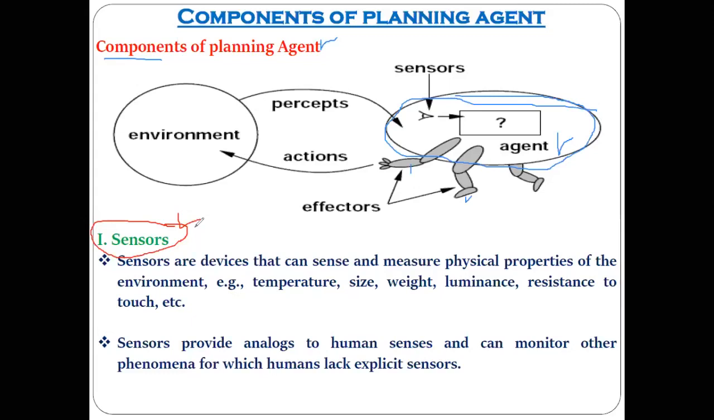Understood? So in a simple way, we can define human being sensors like this. Sensors are naturally available in human beings. But we are trying to build a non-natural human being. Yes or no?